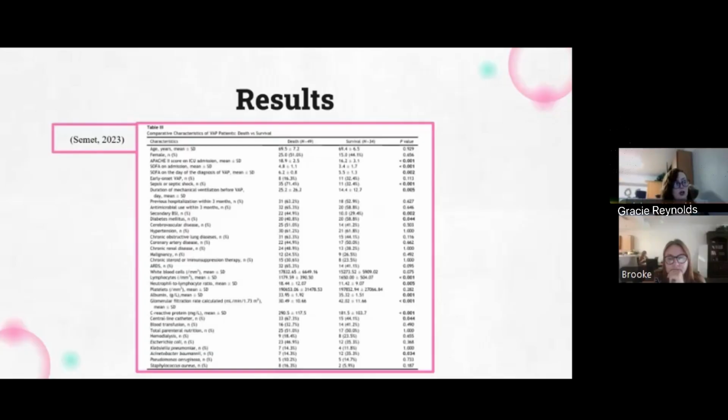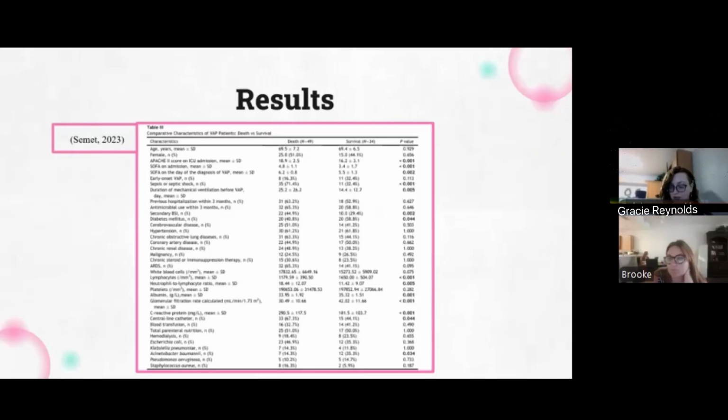They also had lower lymphocyte counts, lower albumin levels, higher C-reactive protein levels, and there were more frequent central line catheter use. The duration of mechanical ventilation was significantly longer in the death group, a recognized risk factor associated with increased exposure to antibiotics and selection of drug-resistant pathogens.